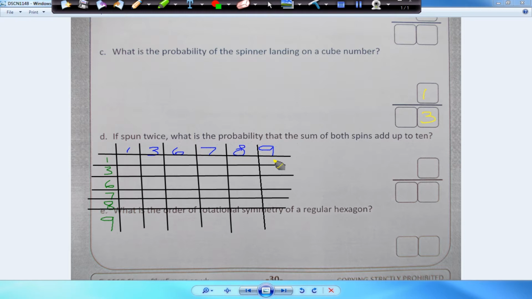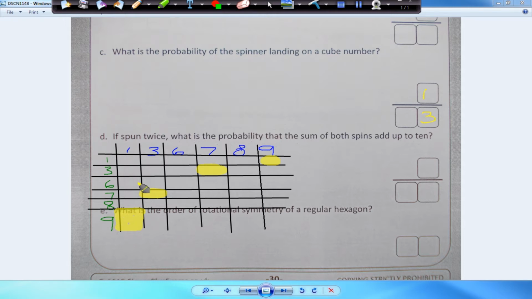So 1 add 9 will give us 10 here. 8 and what number will give us 10? Oh, that won't work. Okay, what about 3? 3 and 7 will give you 10. 6 and what number? Can't do that. 7 and 3 will give you 10. 8 and, no, that won't work. 9 and 1. Okay, so all these highlighted boxes will give you a total of 10, yes?